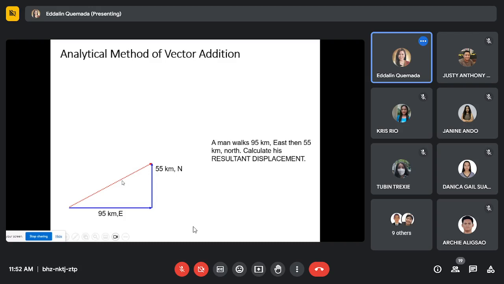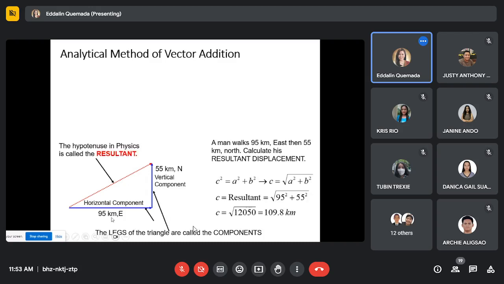Class? Hello? Yes, miss. Based on our discussion earlier, where is the angle of our resultant? We will be using the reference angle. So where is the angle of our resultant vector, or the direction of our resultant vector? Where is it?